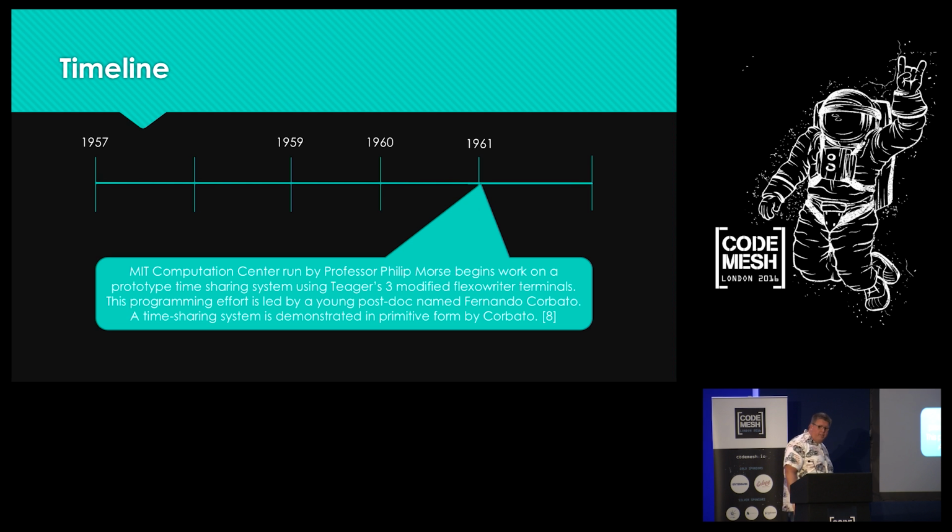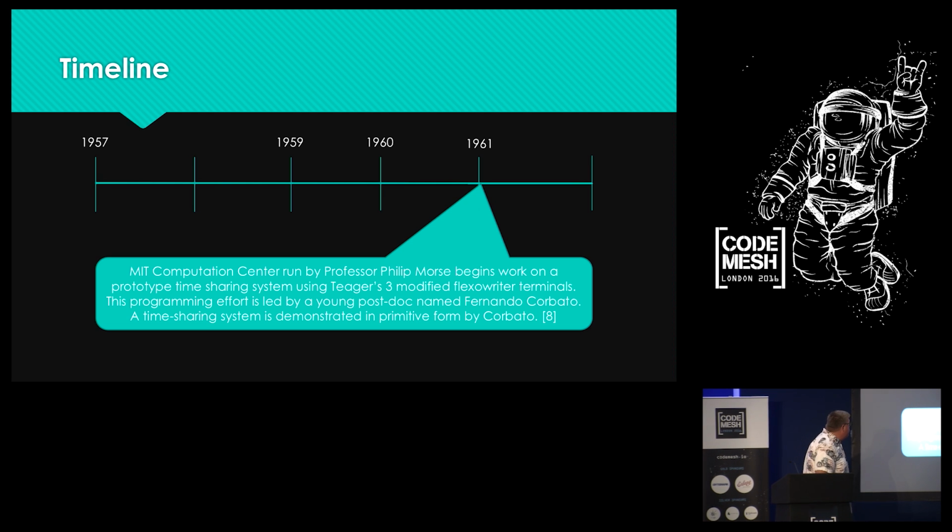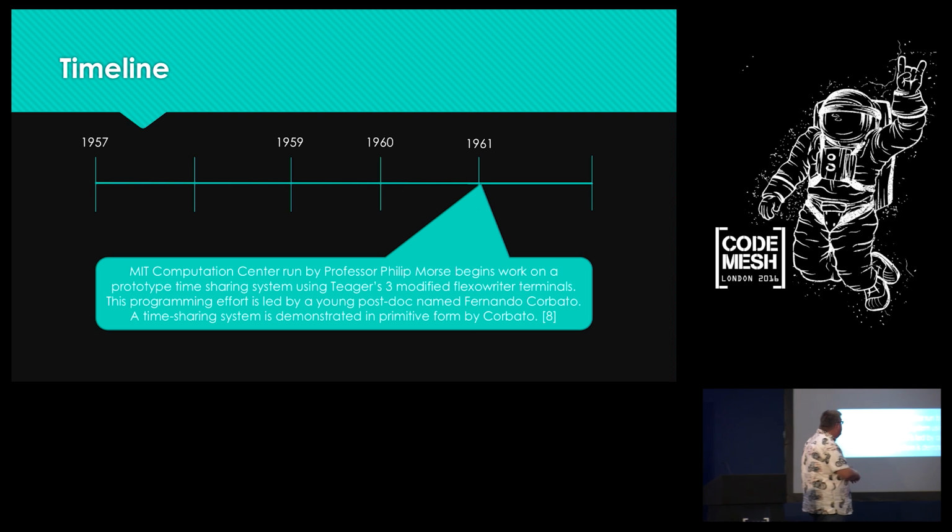All right, so then in 1961, the Computation Center is run by Morse, as I mentioned a few times, and they finished an early version of CTSS that runs on the 709. Now, keep in mind the 709 is all vacuum tube technology.